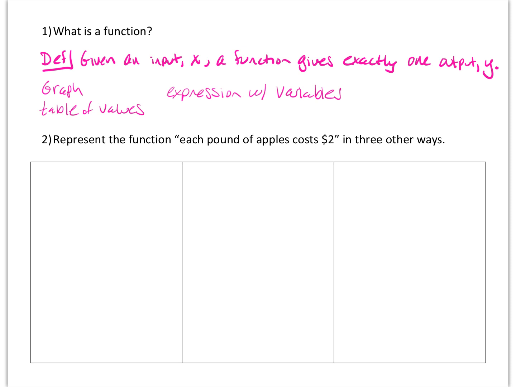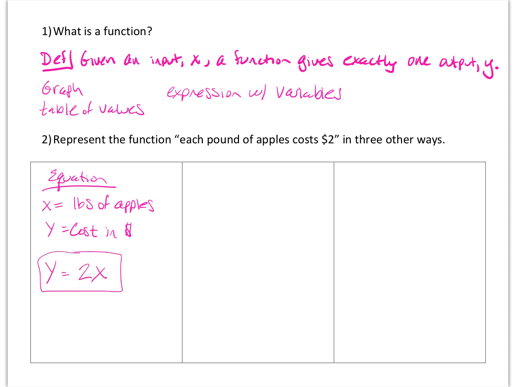So here I have a function. Each pound of apples costs $2. That's a description of a relationship between two variables. And we can represent this function with an equation or a graph or a table. So let's start with an equation where we let x be pounds of apples and y be cost in dollars. Okay, so my equation would be that the cost, y, is $2 for every pound, so 2 times x.